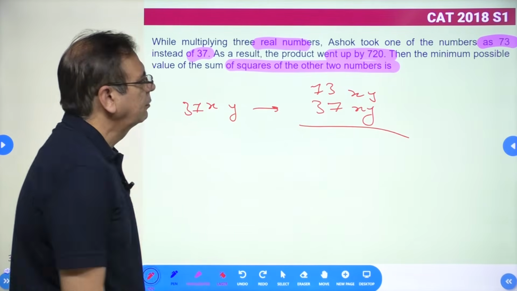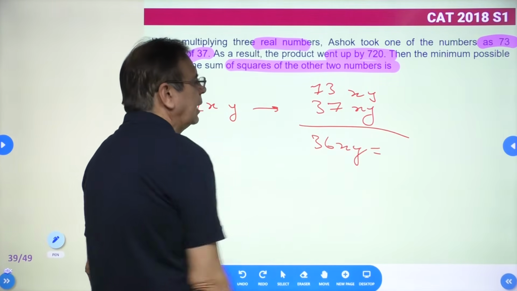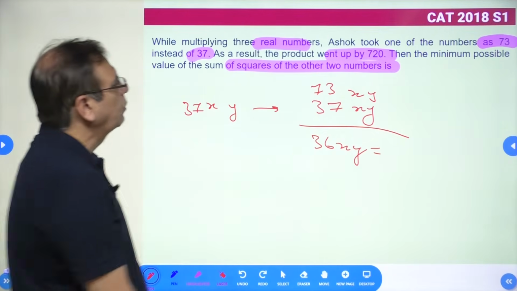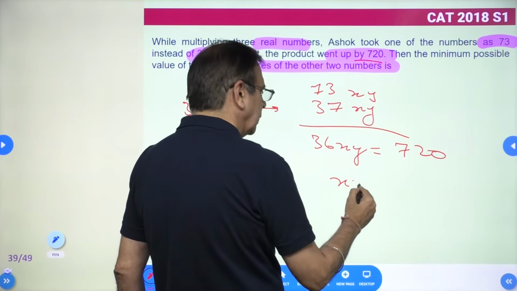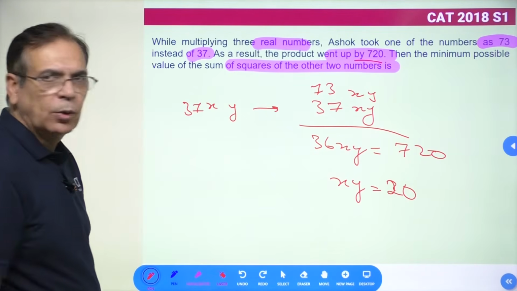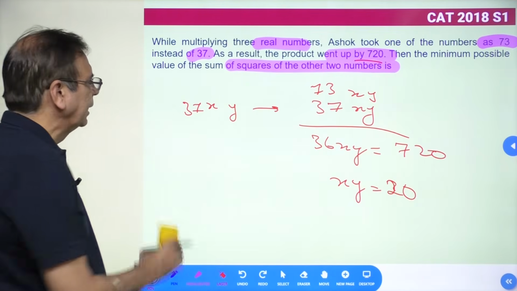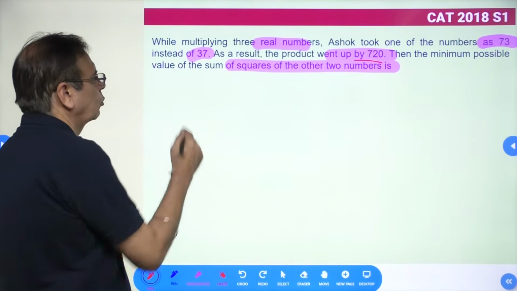What is the difference? The difference will be 36 xy. यही है ना? And the question says it went up by 720. That means difference should be equal to 720. That means x into y equal to 20. 720 upon 36, x into y is equal to 20. Okay? So we need to find the minimum possible value of the sum of squares.